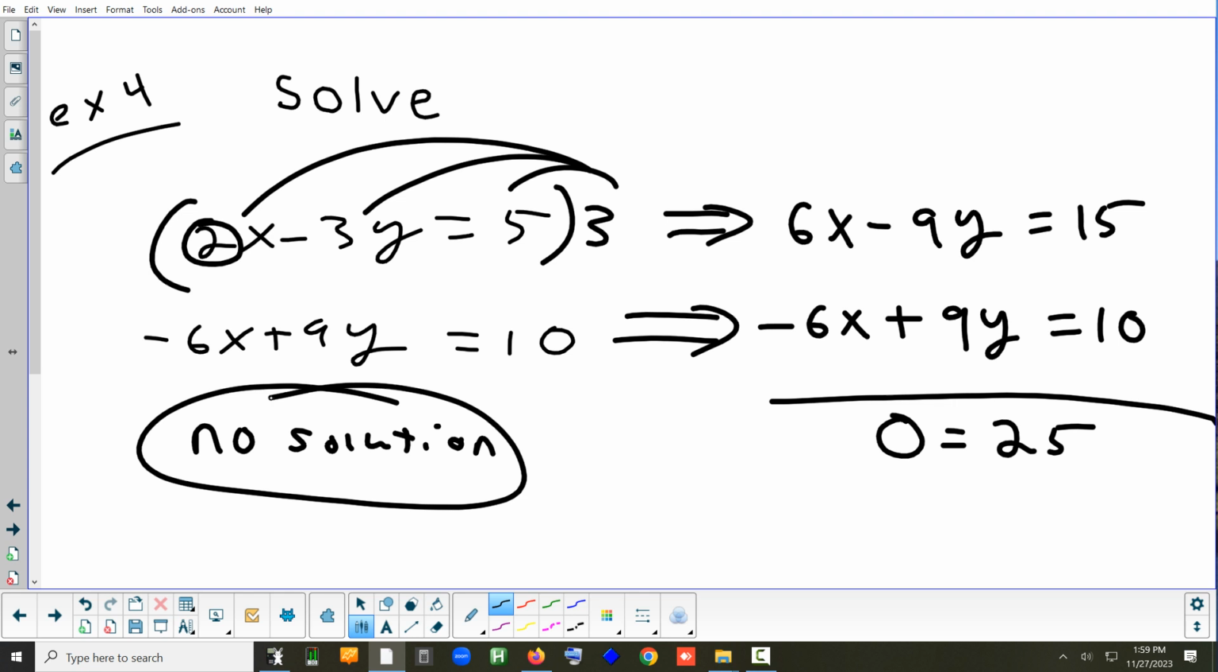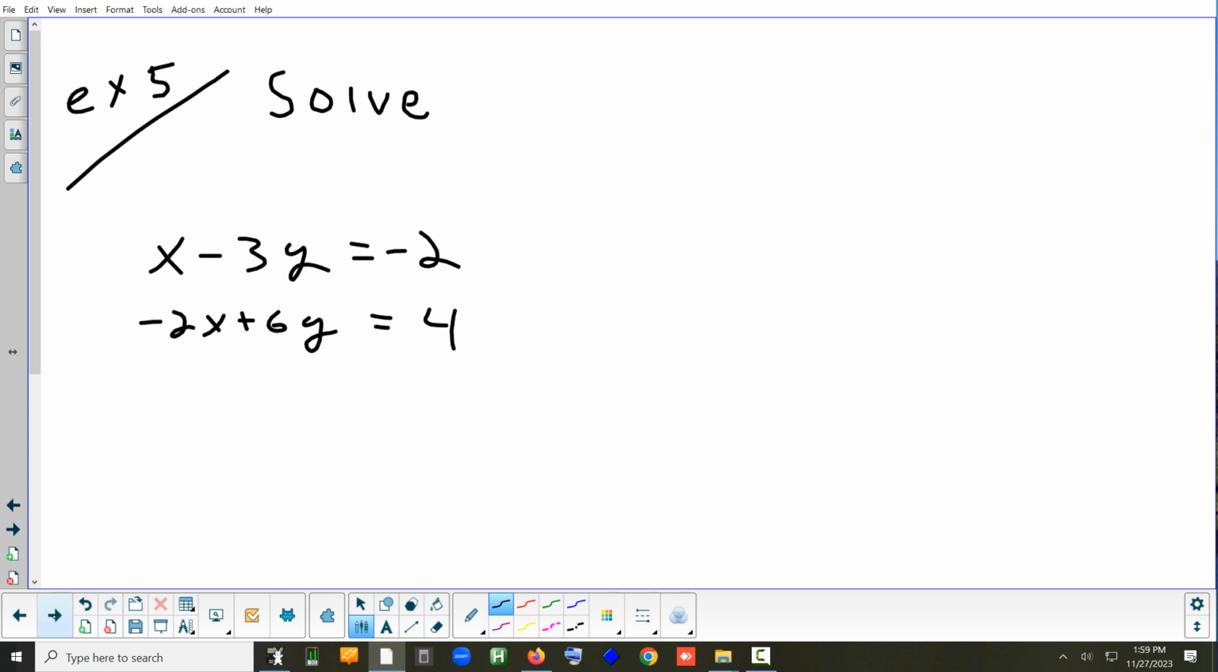So what kind of lines would these be if you put them in the calculator? They must be parallel lines. They have the same slope, but different y-intercepts. Okay. Any questions on it?